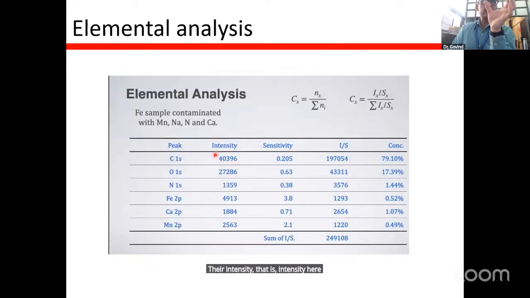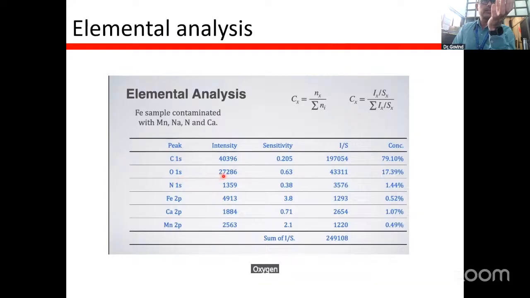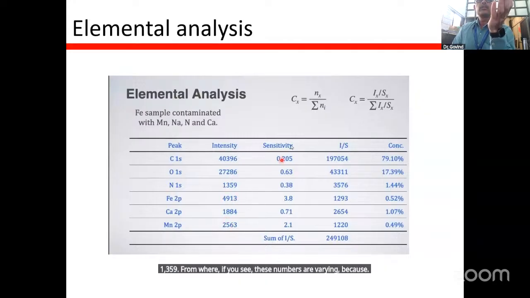We have to write down the area of that particular peak. For the example, carbon has an area of around 40,396. Oxygen has an area of 27,286. Nitrogen 1s has an area of 1,359. If you see, these numbers are varying, because you will get those numbers.